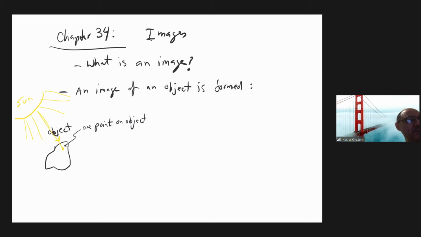Well, some of the light goes like that, some goes like that, some goes like that. The light goes all over the place. We call this scattering. So one ray hits one point, and that one point scatters light in all directions, unless the object is very shiny, metallic, in which case it reflects like a mirror.